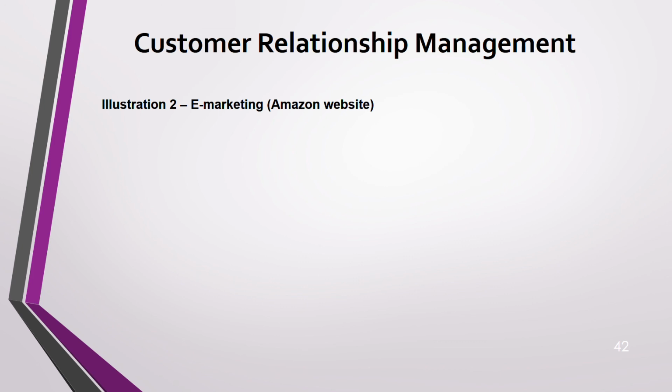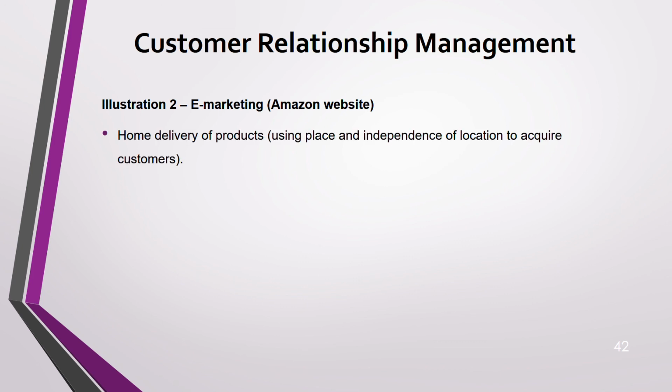Amazon website. They do home delivery of products. So which of the 7 P's are they utilizing? Place, and independence of location to acquire customers. Here they do not need any location. So which of the 6 I's are they making use of? Independence of location to acquire customers, because location is not important for Amazon.